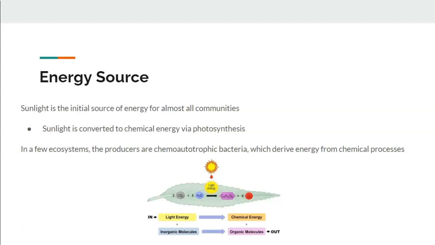So like I said, the source of energy almost always is the sun. Most autotrophs get their energy from sunlight, although some, as mentioned in the previous lecture, get it from chemicals when they do chemosynthesis, but typically the autotrophs that we're concerned about go through photosynthesis.